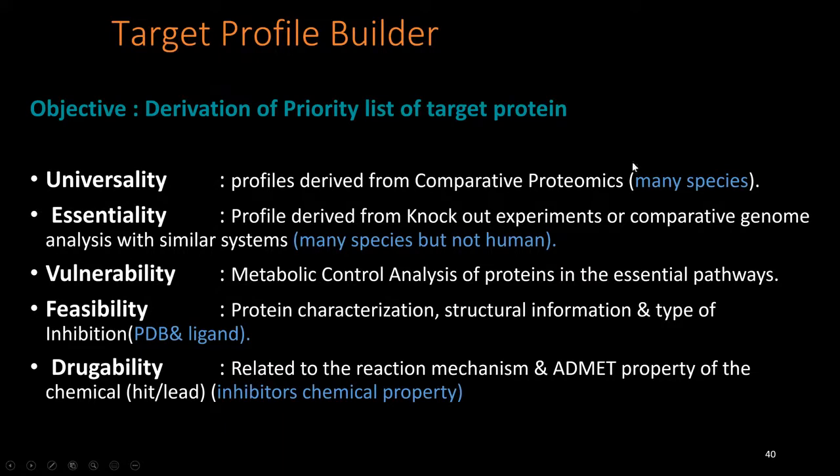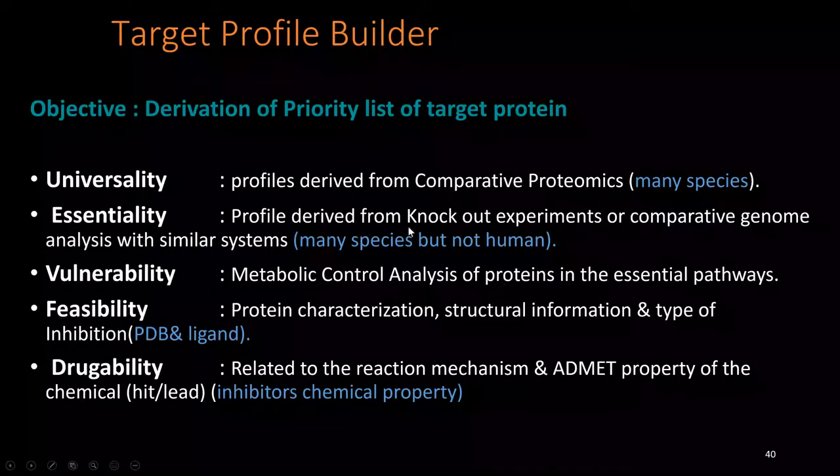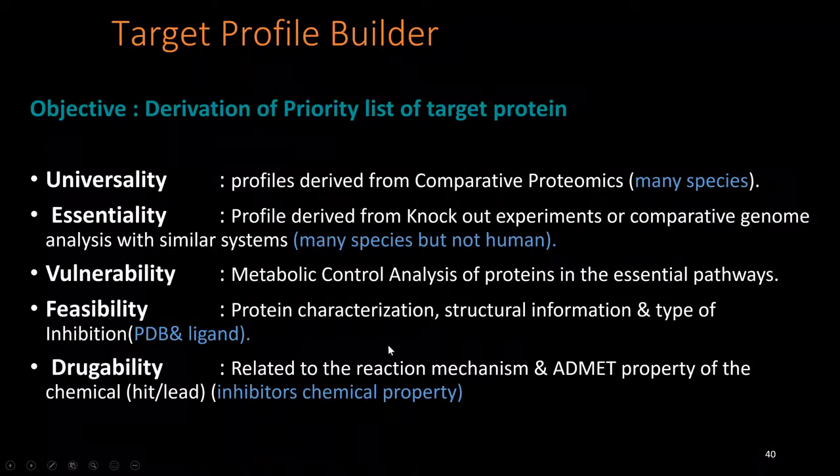Universality: present in many species, but not the host. Essentiality: essential in many species, but not in human. Of course, it should not be present in human. Vulnerability: which of those essential enzymes we should choose. Then feasibility: whether we can design molecules or not, crystallization, etc. Once you identify this, I think it becomes much easier nowadays. Then you can find or design inhibitors, and then work with the chemical properties happily.